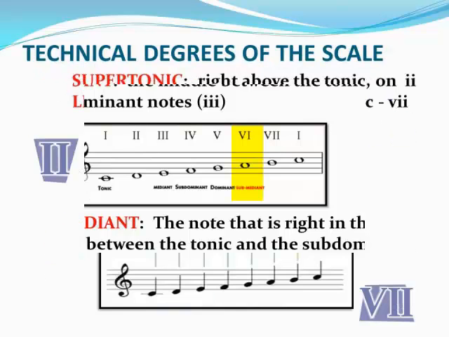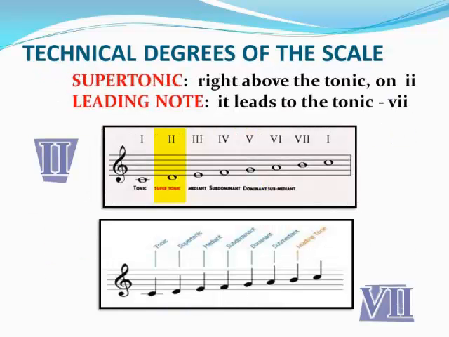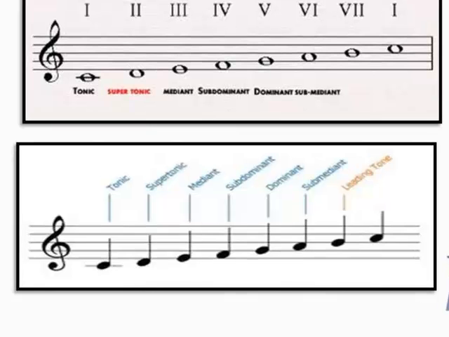The supertonic is the 2nd degree of the scale. Super means above, so the supertonic is above the tonic. The leading note is the 7th degree of the scale, and it leads to the tonic. Sometimes the 7th degree is called the leading note, and sometimes it's called the leading tone. The technical degrees are tonic, supertonic, mediant, subdominant, dominant, submediant, and leading note.